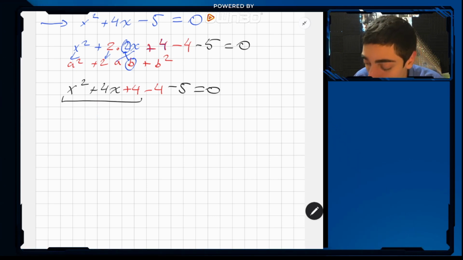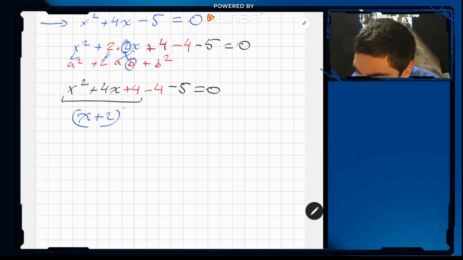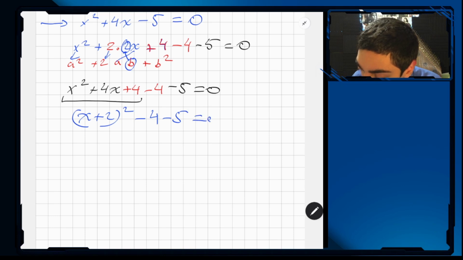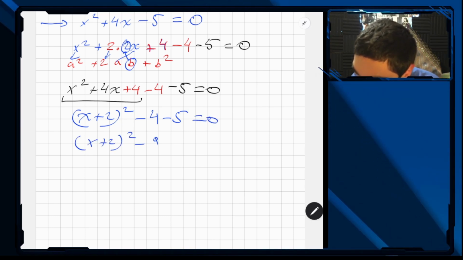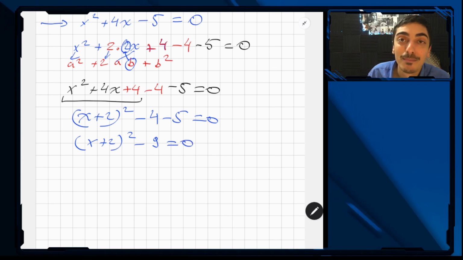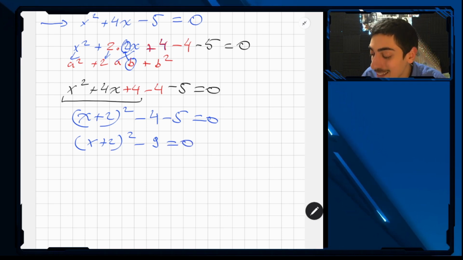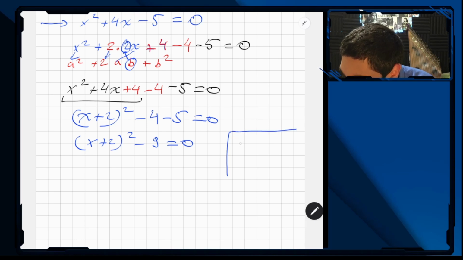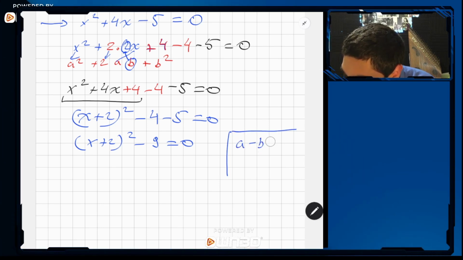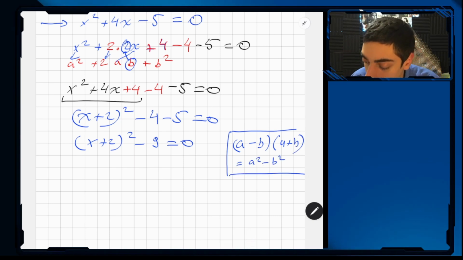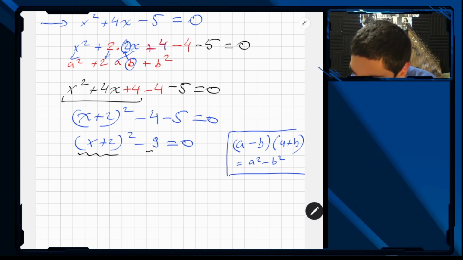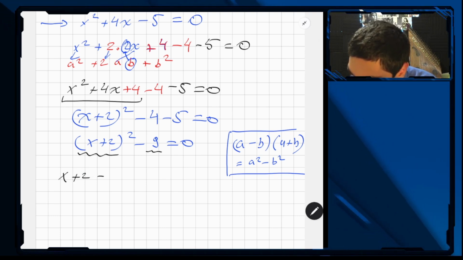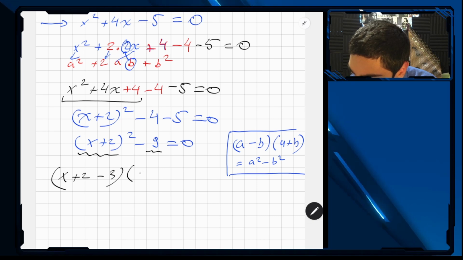We've paid for it. X plus 2, the whole thing squared, minus 4 minus 5 equals 0. X plus 2 squared minus 9 equals 0. And now we remember the second part of the trick, the second brilliant move, which is this. And now this is a square, this is a square. X plus 2 minus 3. Why minus 3? Because 3 squared is 9.